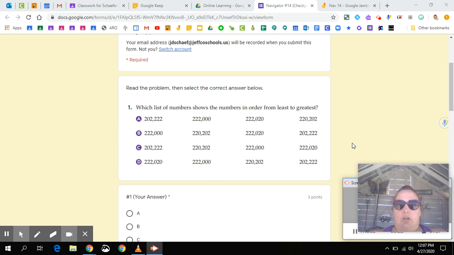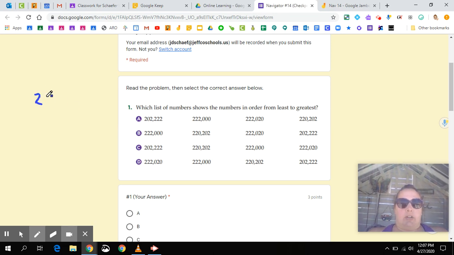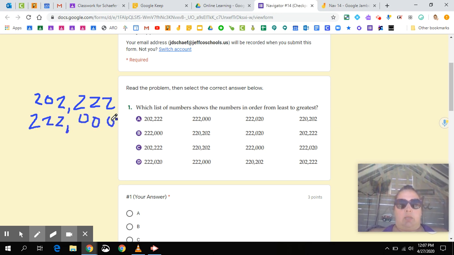So you're looking across on the rows. You have 202,000, 222,000, 222,020, and 220,202. Remember that you could always stack these on top of each other in order to compare in terms of place value. So you could go through and do some stacking and compare them this way. And then decide which one is the least and which one is the greatest from there.